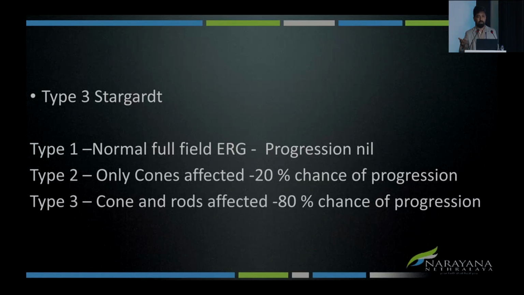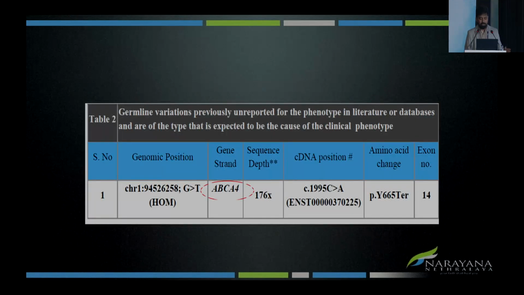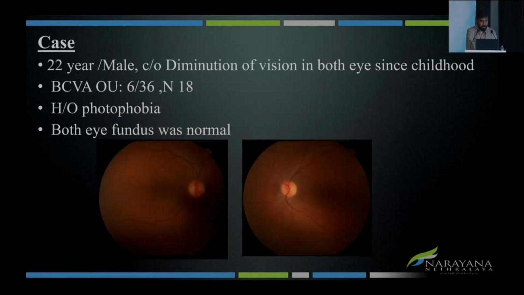Okay, so that's what the patient asks. When you diagnose something for which there is no treatment, the next question will be, what will happen to my vision? Okay. So fine, when this patient had genetic testing, he obviously had an ABCA4 mutation, which is known to cause Stargardt disease.